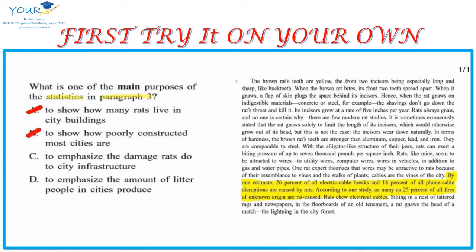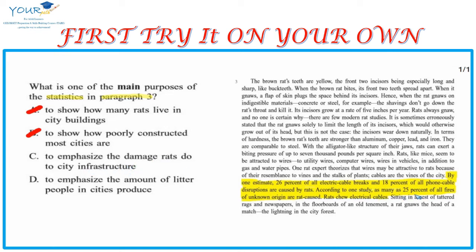So now we're ready to move on to option C. And we have to emphasize the damage rats do to city infrastructure. Well, we know that based on our statistics, we have that 26% of all electric cable breaks and 18% of all phone cable disruptions are caused by rats. So this is the damage that rats do to city infrastructure.